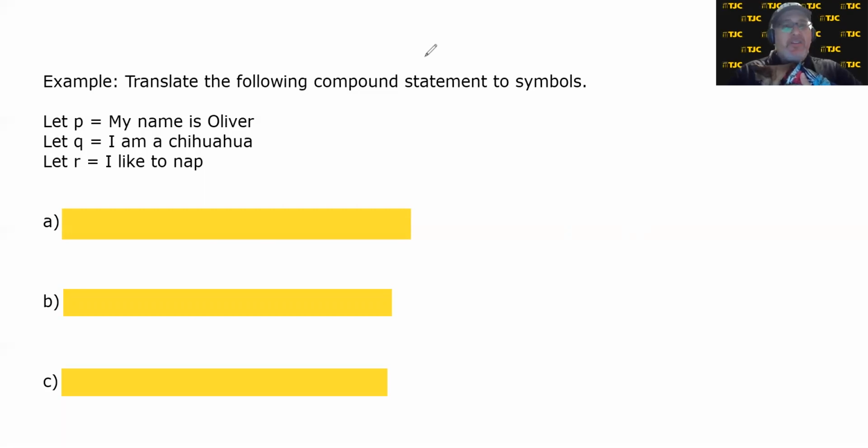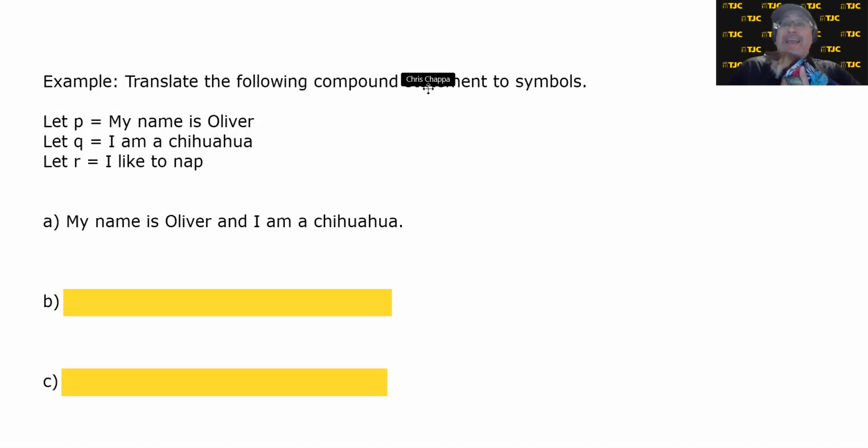All right, so we're going to translate the following compound statements into symbols. Should say compound statements. I'm not going to bother to pluralize the word statement. All right, my name is Oliver and I am a Chihuahua. Now, when you are translating compound statements to symbols, the first thing you should look for is the connective. Where's the connective in this statement? It is the word and. And what is the symbol for and? It's the one that looks like a capital A, as in A for and, except it doesn't have a line in the middle. Now you have to represent the simple statements.